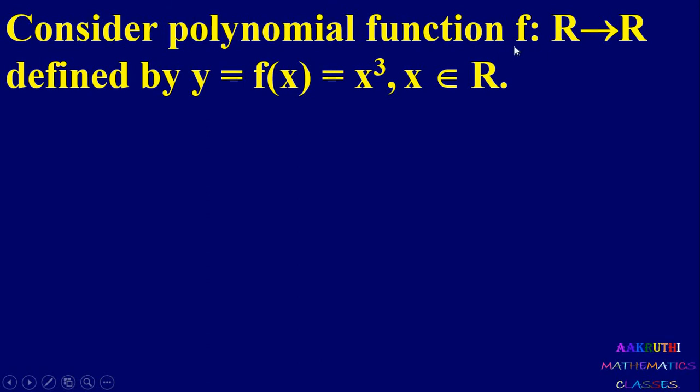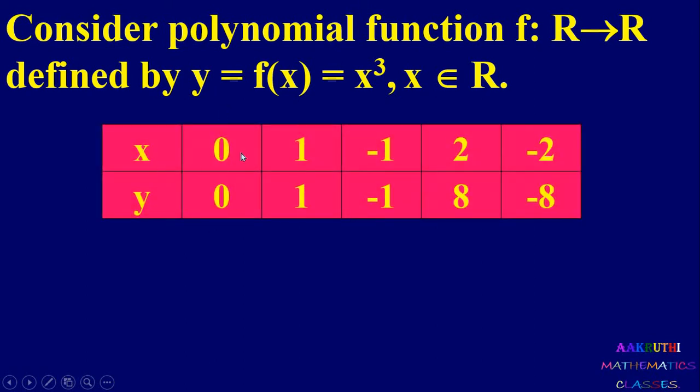Consider a polynomial function f from R to R defined by y equal to f of x equal to x cube for all x belongs to R. So consider the function y equal to x cube. We take x equal to 0, 1, minus 1, 2 and minus 2. Then y equal to 0 cubed is 0, 1 cubed is 1, minus 1 cubed is minus 1, 2 cubed is 8 and minus 2 cubed is minus 8. For y equal to x cube, when x equal to 0, 1, minus 1, 2 and minus 2, the f of x, that is the y value, is 0, 1, minus 1, 8 and minus 8.